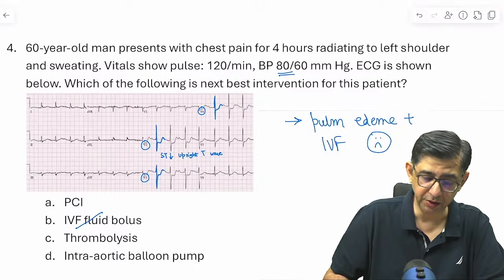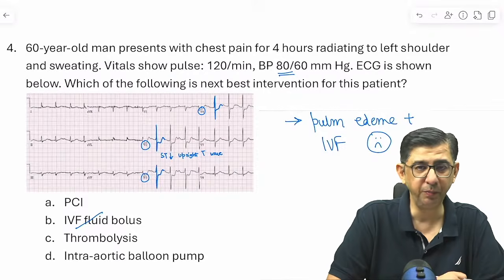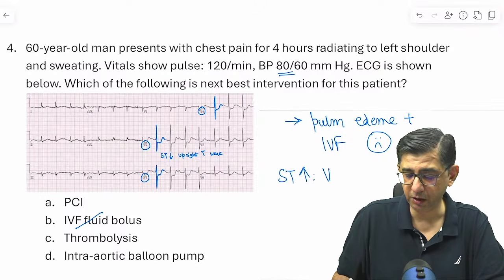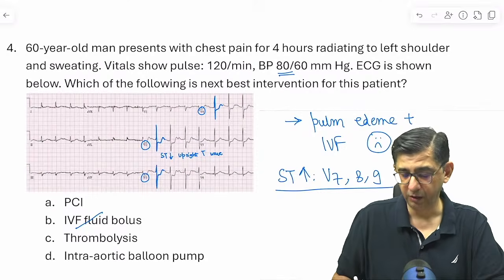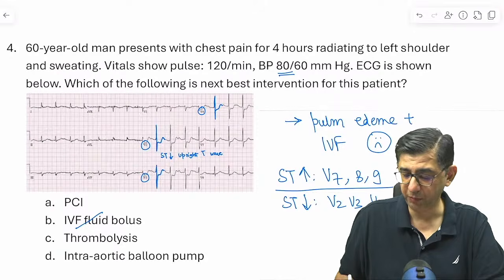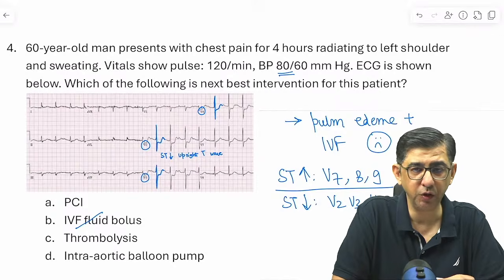If I'm getting an ST depression in V2, V3, V4, that means there would be ST elevation present in reciprocal changes, right? If I put in special leads, I tell my technician, "Bhaiya, please put V7, V8, V9." The guy is having an ST depression in V2, V3, V4. There would be an ST elevation present in V7, V8, V9.